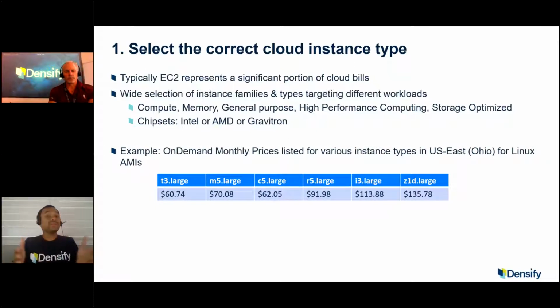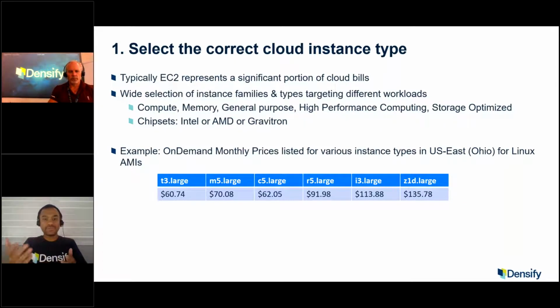In this case, we went to the AWS billing calculator and said, let's take an example. Why is this important? Here's an example of on-demand monthly prices for select instance types available in US East with the Linux AMI. As you can see, a T3 large costs around $60 per month. If I chose an M5 large, which has 2 vCPUs, all of these, by the way, have 2 vCPUs but various memory and network characteristics, it would cost me $70 per month.